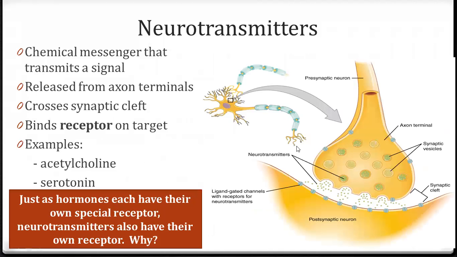Okay, so neurotransmitters are chemical messengers that transmit a signal. They're released from axon terminals. So basically, when you are at the end of your axon, there's going to be a space called a synaptic cleft. And that's where the neurotransmitters have to go. They have to cross this synaptic cleft. It will bind to a receptor on a target. So it's showing you here. It's going to bind to receptors. And then the receptors are going to create a response.